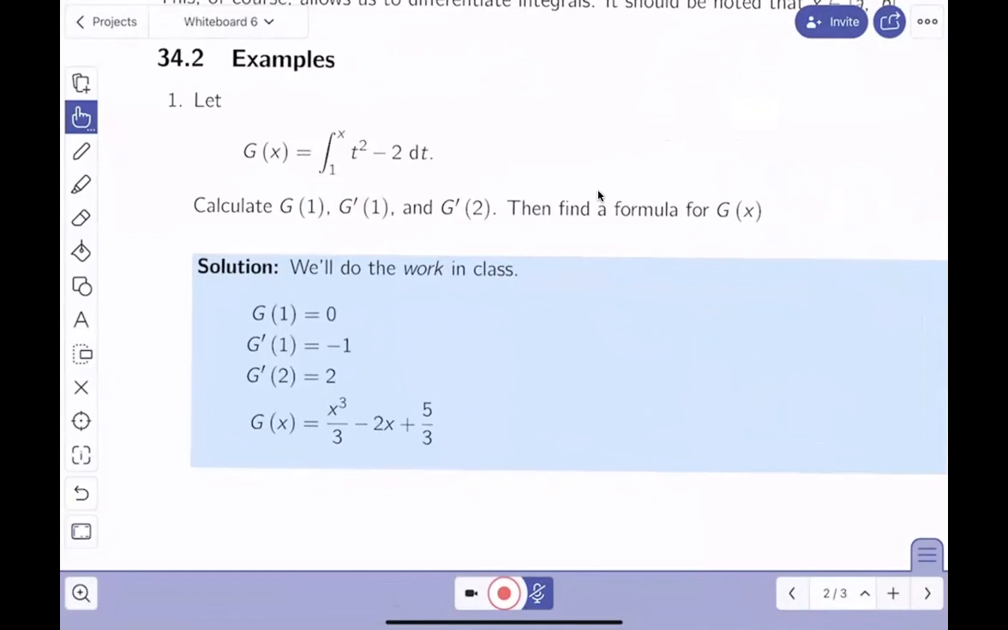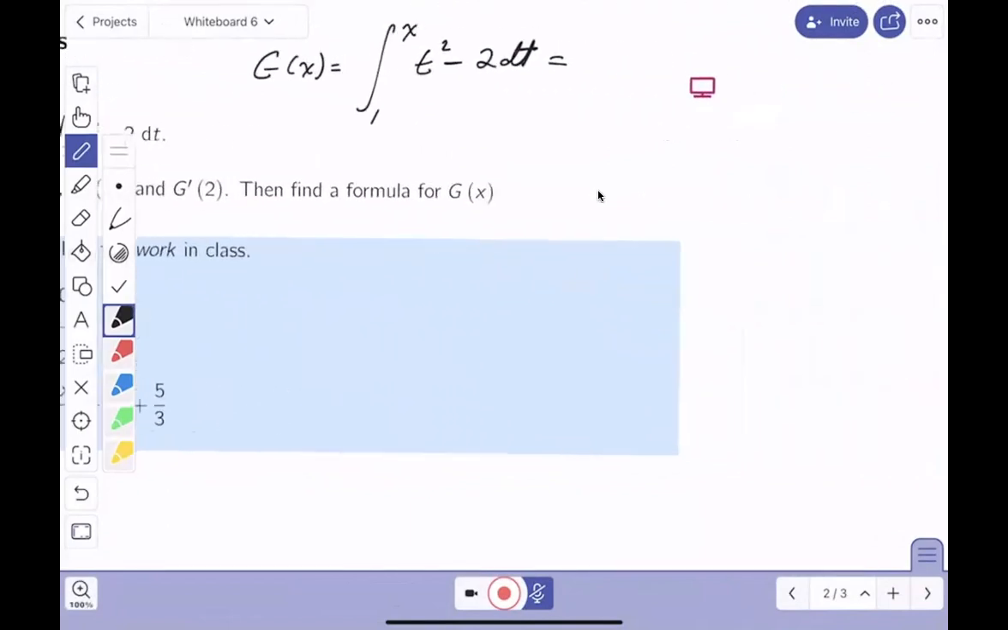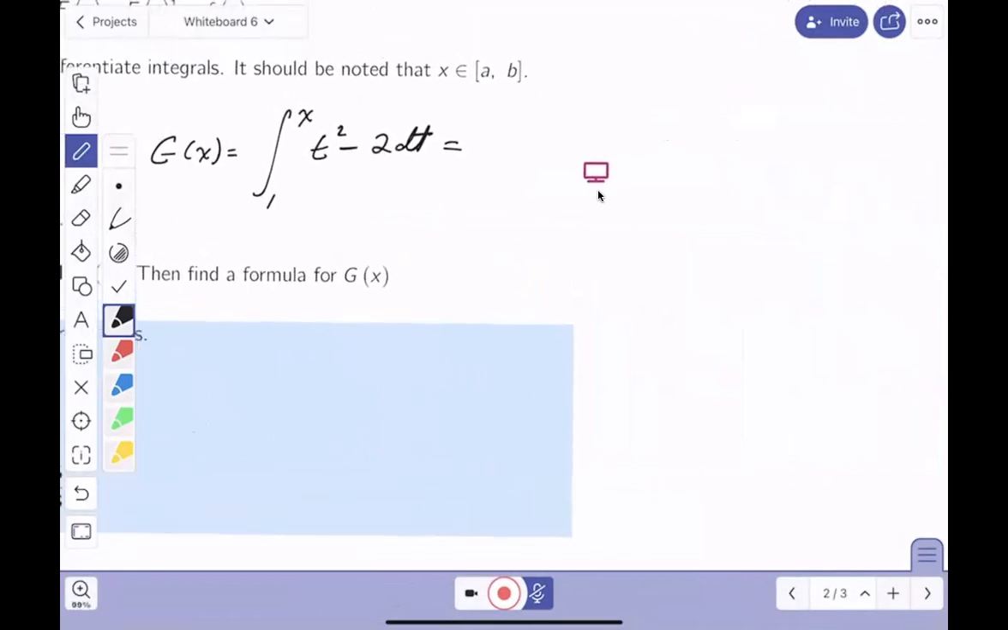They tell me that this big G of X is a function, and that function is defined as an integration. I think I could do the integration. Let me put this down for you. And what do you get? Well, let's take a look. You would get t cubed over 3 minus 2t. I'm not going to put the constant down, but the limits of integration over here are 1 to x.